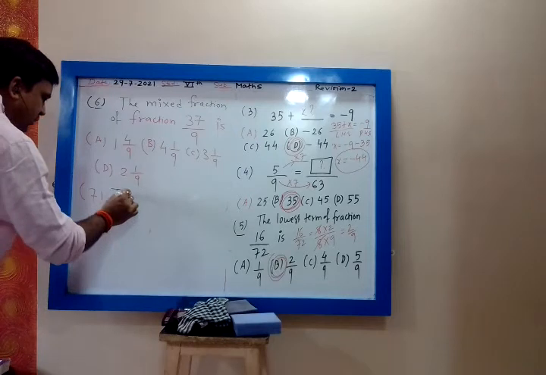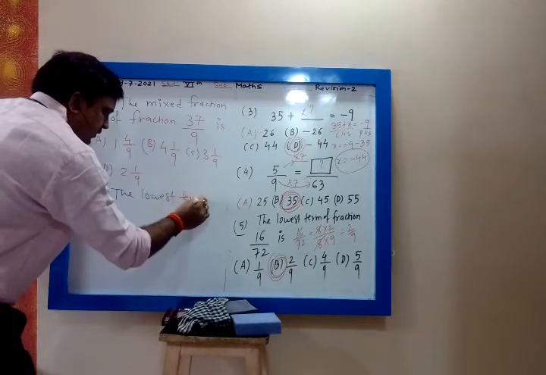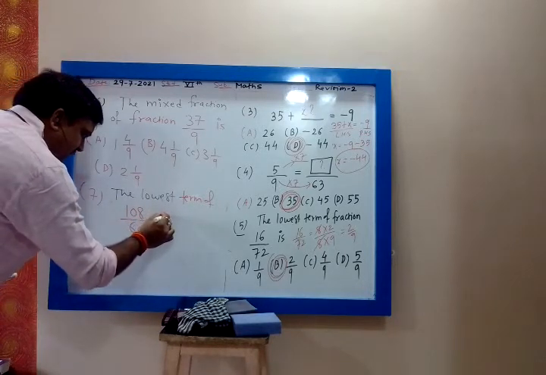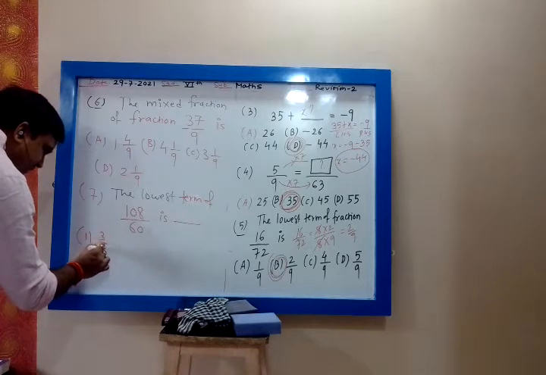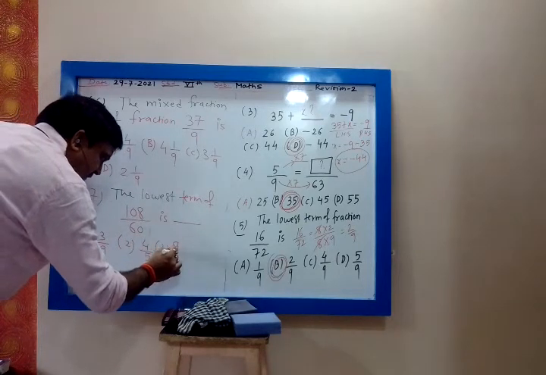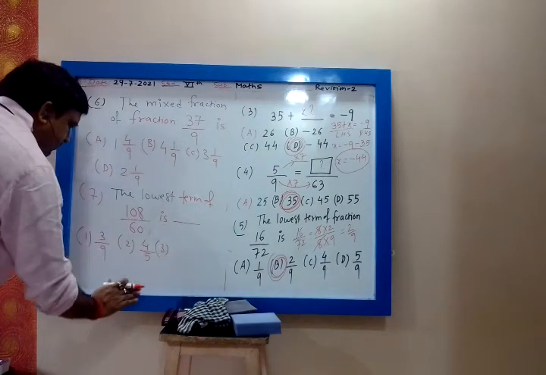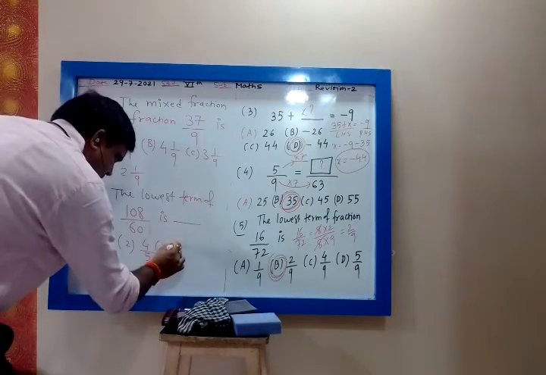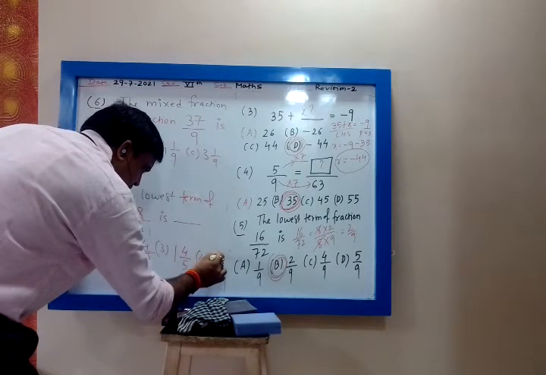1 minute. The lowest term of fraction 108 upon 60 is: first 3/9, second 4/5, third 9/5, fourth 2:4/5.